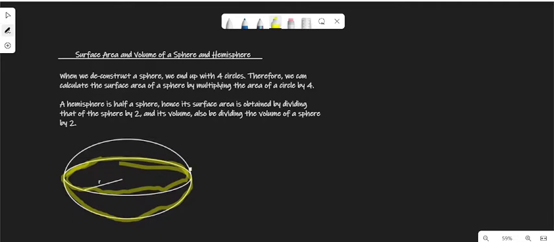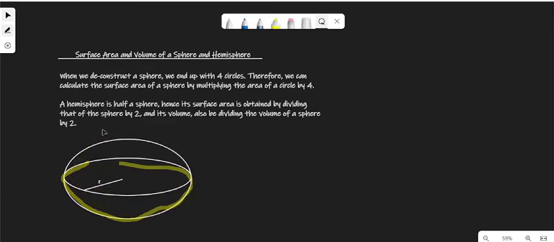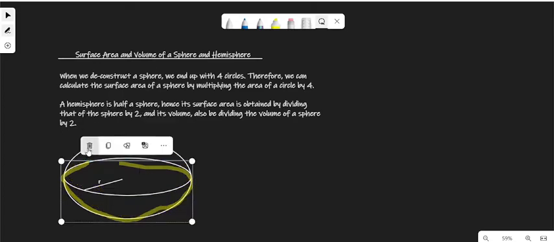Then I can trace this like this. That is the third circle. And then the whole of the circle outside here will give you the fourth circle. So when you deconstruct a sphere, you end up with 4 circles. Let me remove all these extra lines that I drew.